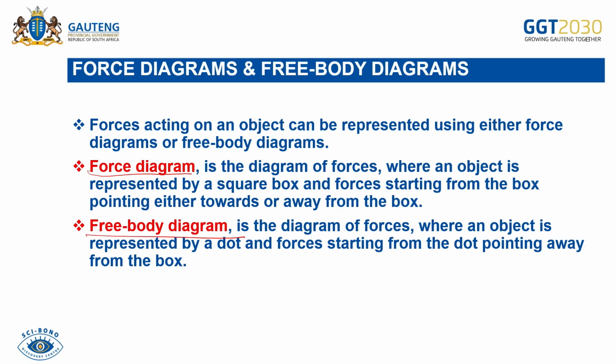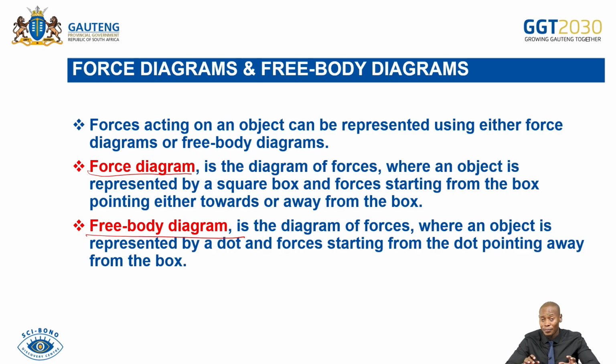A free body diagram is also a diagram of forces. But why is it different from the force diagram? It's just that when it comes to a free body diagram, the object is represented by a dot. So it's free of its body, right? So the dot represents what? An object. And in a free body diagram, we have to make sure that forces are always pointing away from the dot. That is a free body what? Diagram. A force diagram represents an object by a square box, but forces can either point towards or away. It doesn't matter. That is a force diagram.